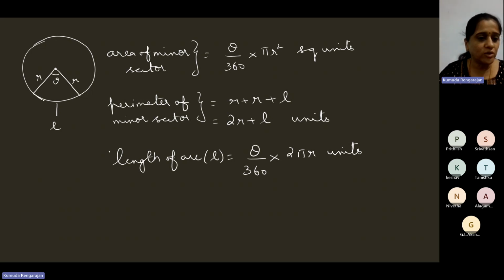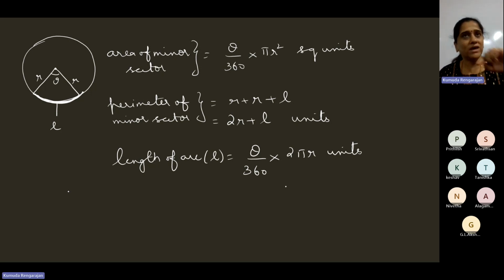Now, what is this length of arc? It's a part of the boundary, right? This length of arc is a part of the boundary of the circle. So, what part of the boundary of the circle? Full boundary is 360. This one occupies 60 degrees. So 60 by 360. So again, theta by 360 into 2 pi r. That same fraction into 2 pi r will give you the length of arc.